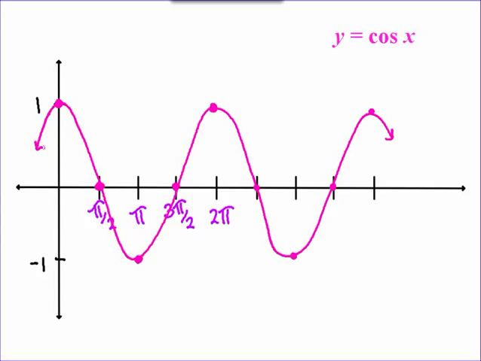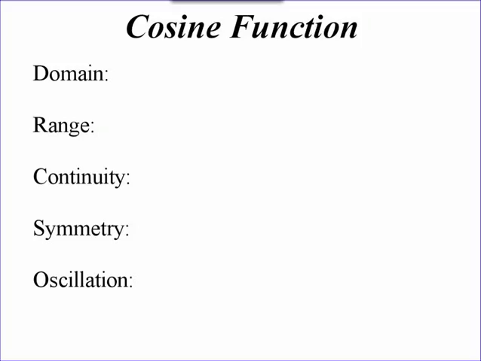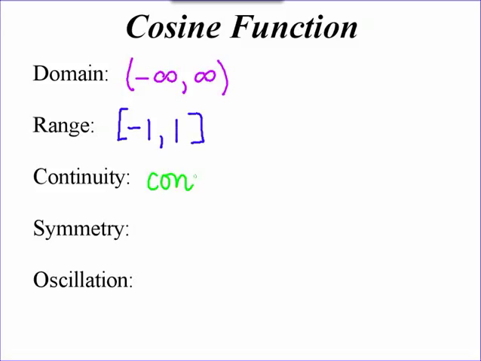Okay, so with this in mind, let's go ahead and fill in a few things. What's the domain of cosine going to be? Negative infinity to positive infinity. And you're going to notice there's a lot of similarities between the two. What's the range? -1 to +1. Continuity. So it is continuous for all x.